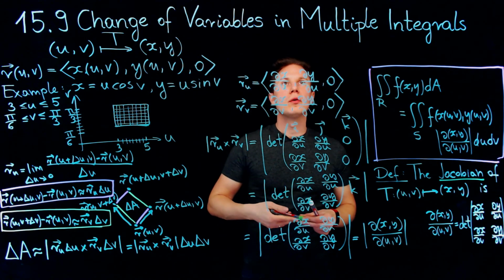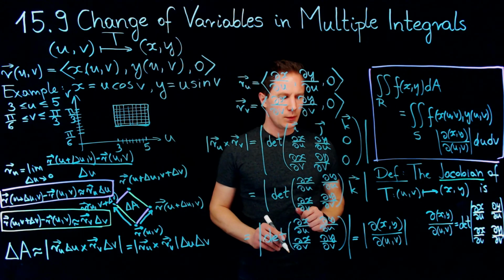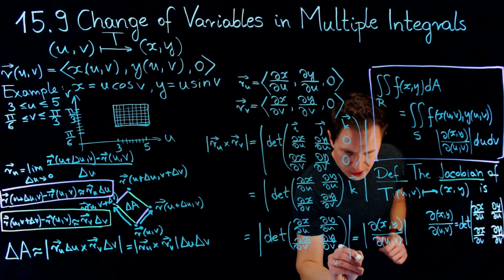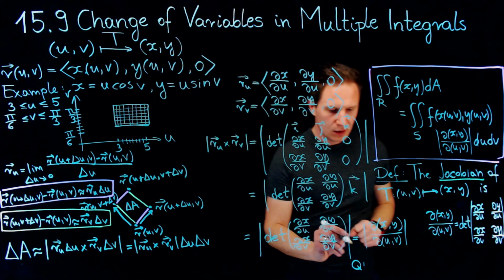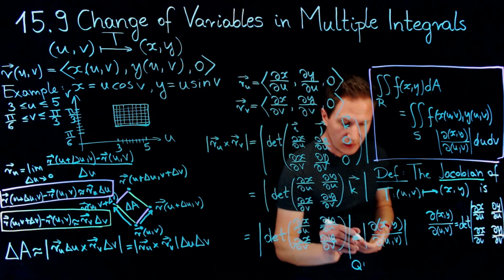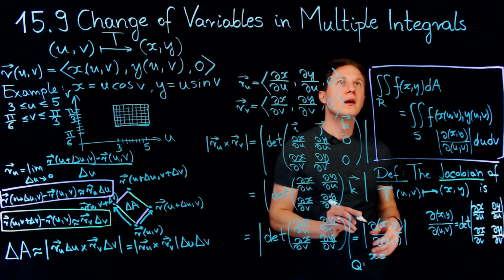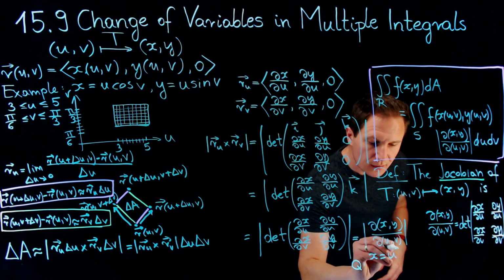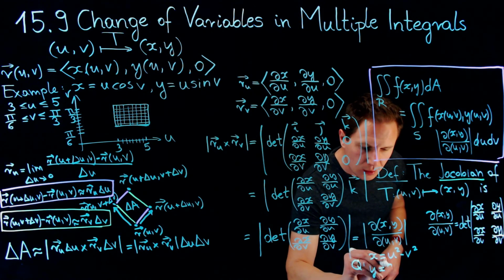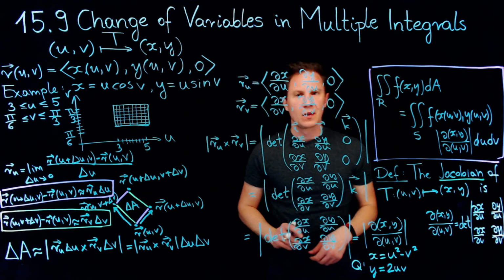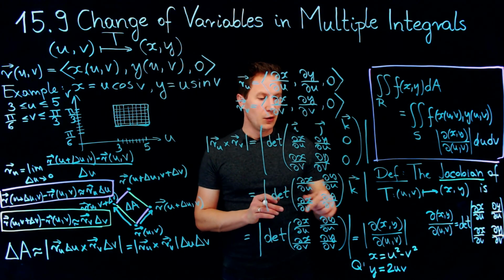As an example, let's compute the Jacobian of the following transformation. A question for you is to take the coordinate transformation. Instead of x and y, we introduce u and v via the following formulas. X is u squared minus v squared, and y is twice u times v. Pause the video and compute the Jacobian below.